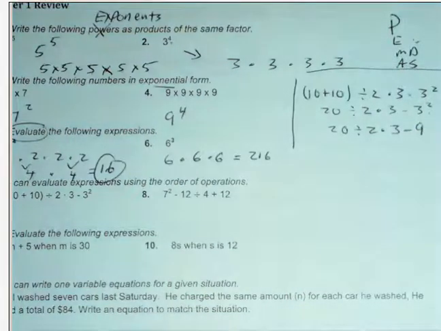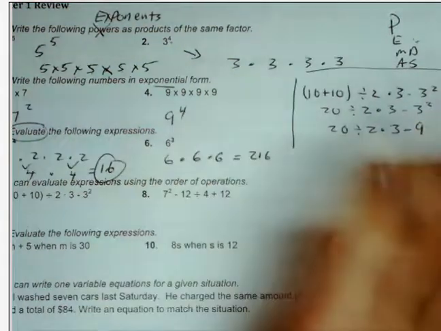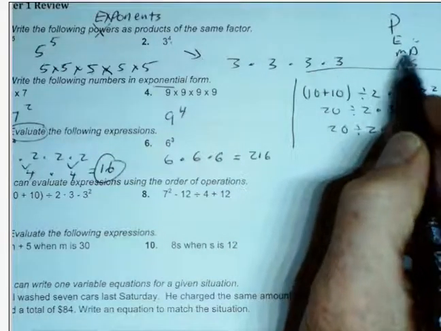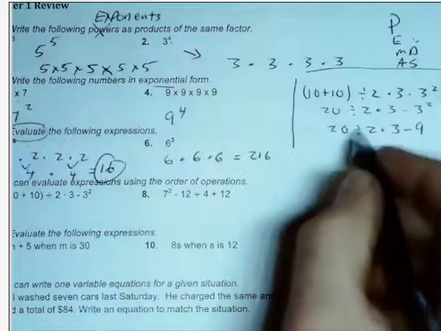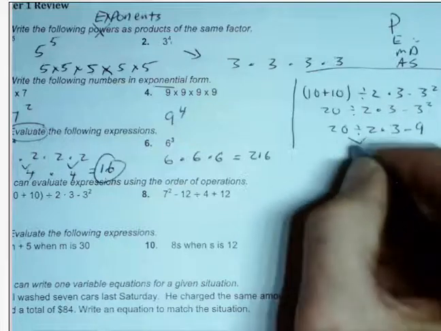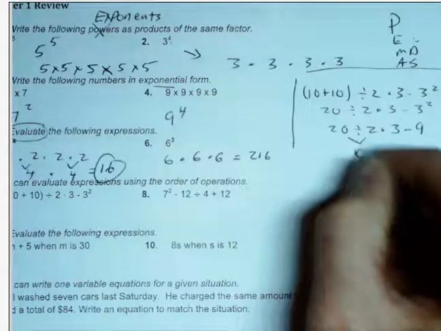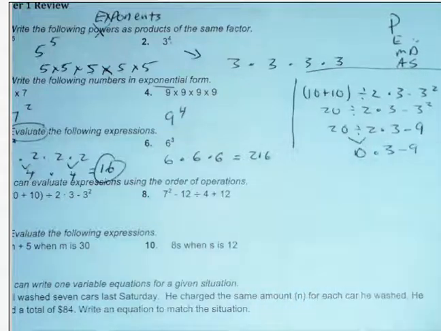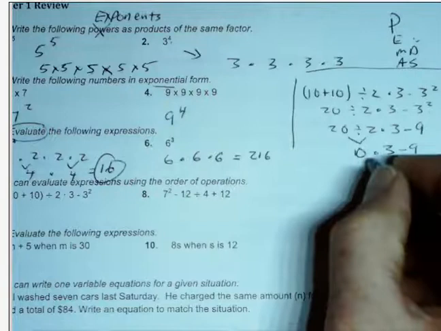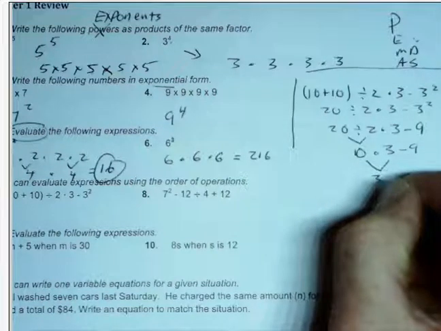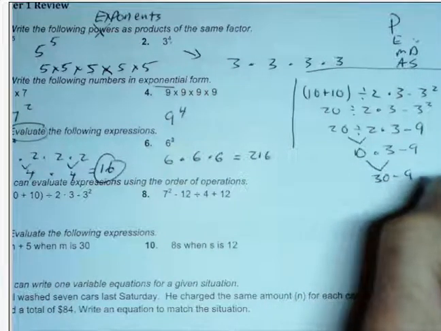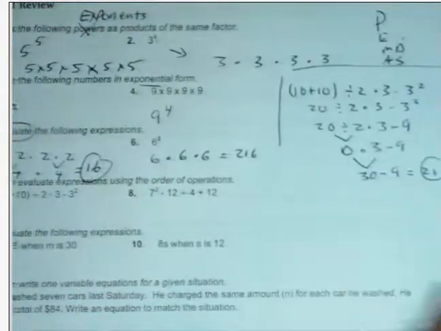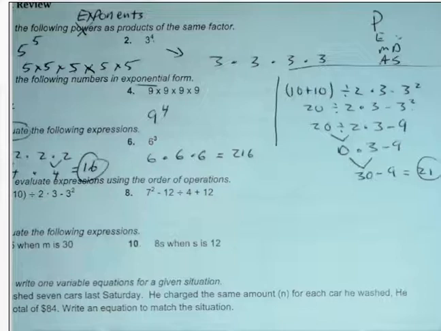Okay. So now I've got division and multiplication. It says multiplication, division, but remember this is first come, first served. The division comes first. So 20 divided by 2 is 10, times 3 minus 9. And now I have to do the multiplication. So that's 30 minus 9 equals 21. 21 for that example there. Let me slide that over so you can take a quick peek at it.